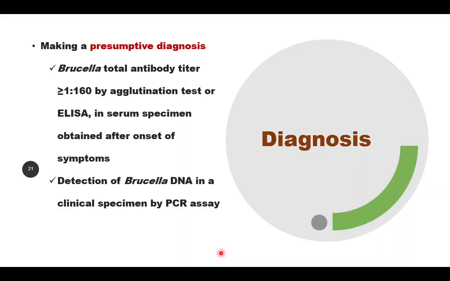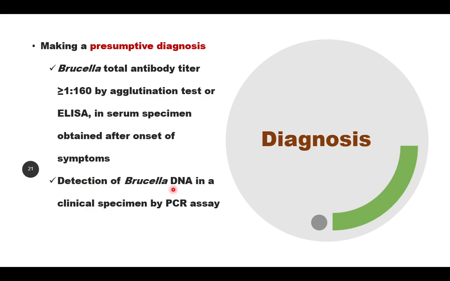You can also make a presumptive diagnosis in which you collect the serum sample, but you're collecting just one sample, so you don't have acute and convalescent sample. And you do the antibody titer, and you have a value of about 1 in 160 or greater than this. Or you perform your ELISA, and it's positive, and it's after the onset of symptoms, then you can think more of brucellosis than TB.